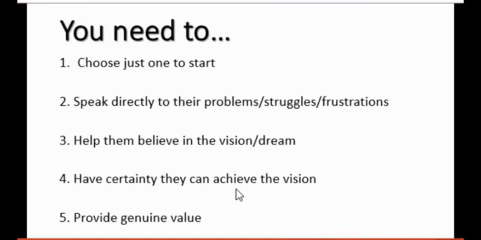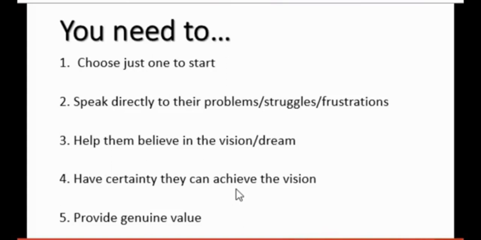So that's why it's really important to really understand them, so that you're better able to communicate with them and position yourself as someone that they are drawn to, because you're speaking directly to them. You're someone who they feel like actually knows them.